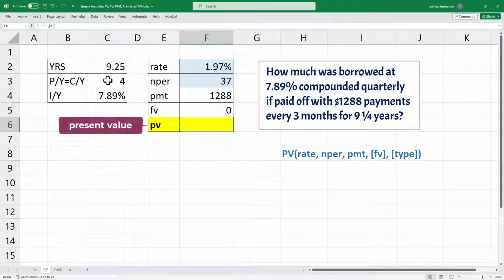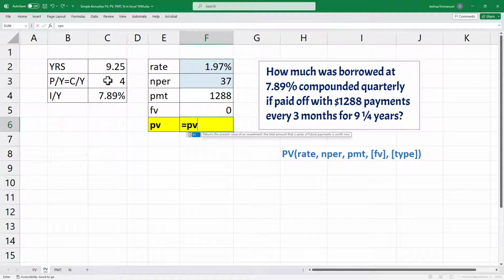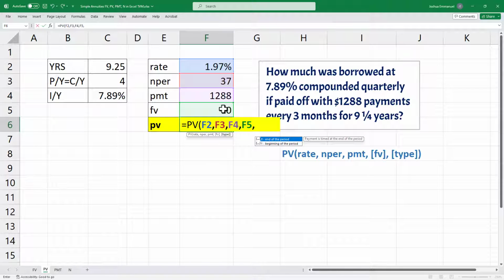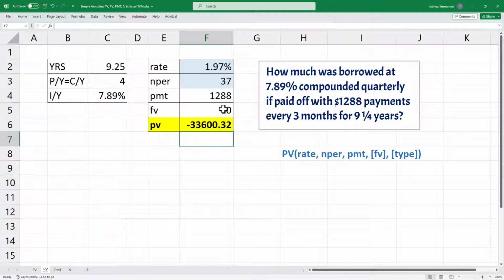To compute the present value, type equals PV, tab to select, rate, comma, number of periods, comma, periodic payment, comma, future value, comma. Now I'm going to assume payments are made at the end of time period, so I'll enter 0. Enter. And this is the amount borrowed. It shows up as negative since I entered payment as positive. To make it positive, I'll double-click the cell and make the payment negative.